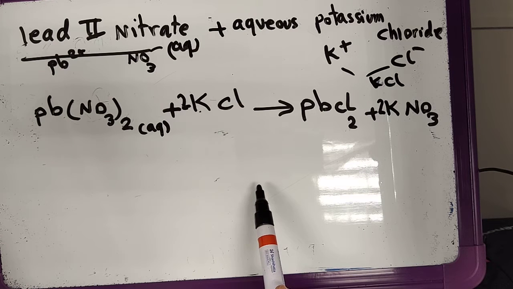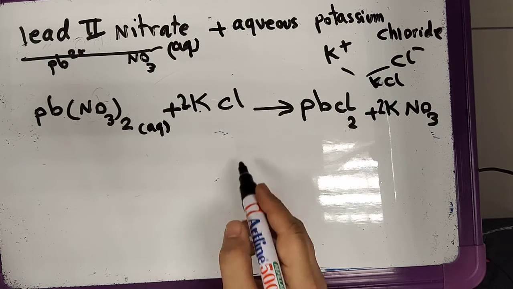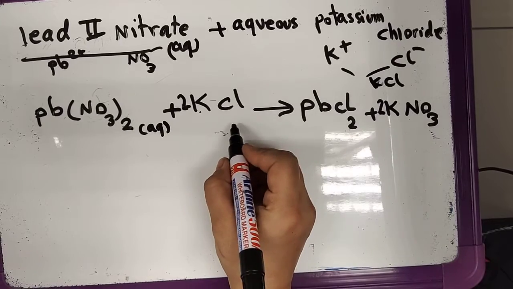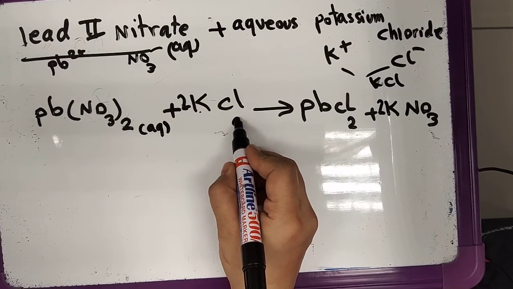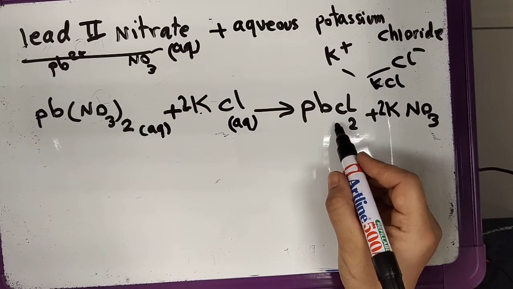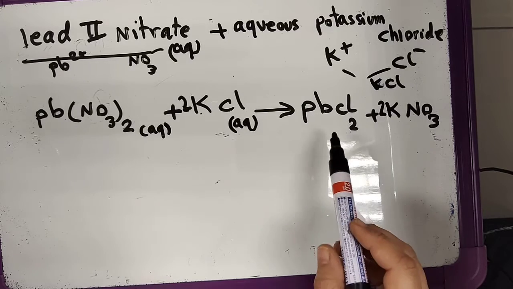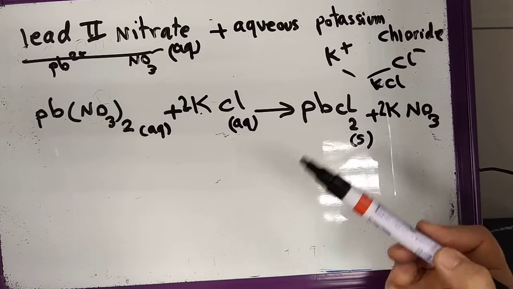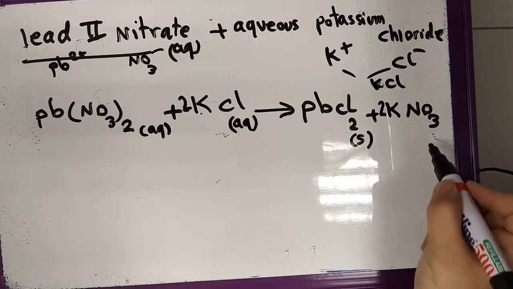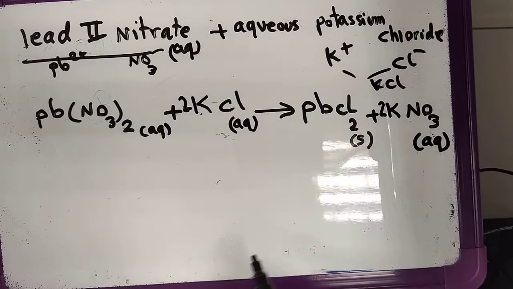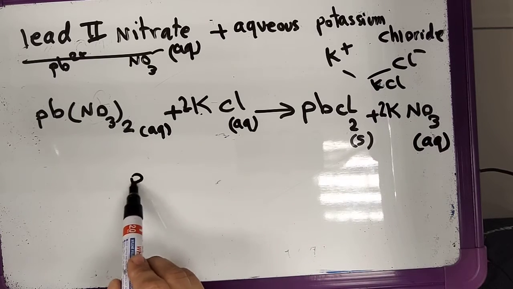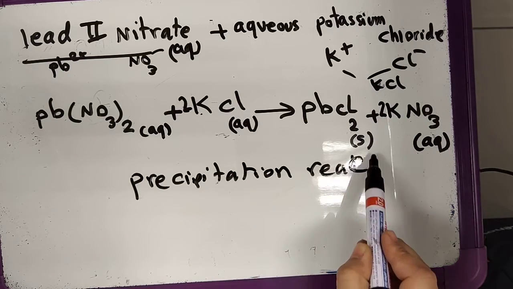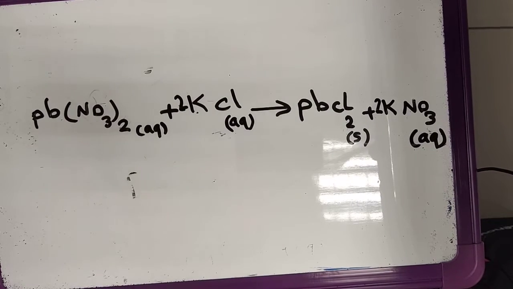The next part is that you should write the symbol of the state. So this one is aqueous, since all the halides except those three elements that I told you are soluble, so it is (aq). And all halides except Pb, Hg, and Ag are soluble. So this one is a solid. It actually precipitates out of the solution. And nitrates are all soluble, so it is (aq). So this one is a precipitation reaction. So this is the full chemical equation.